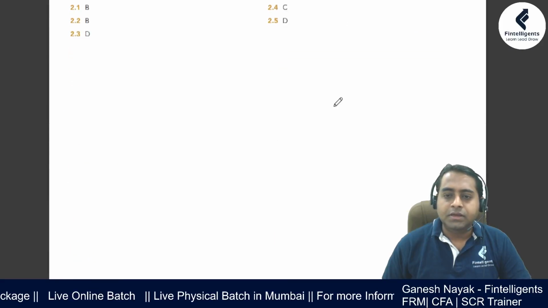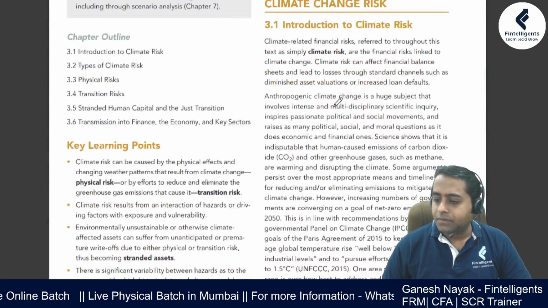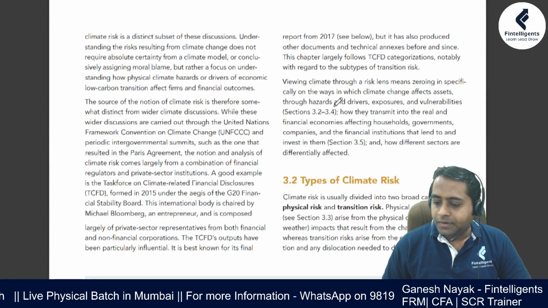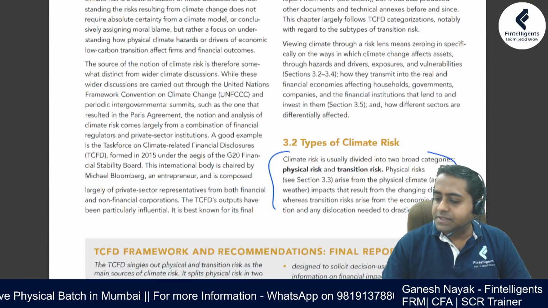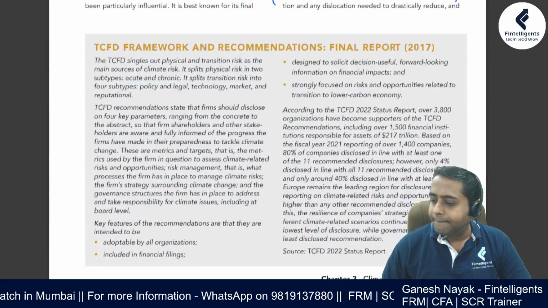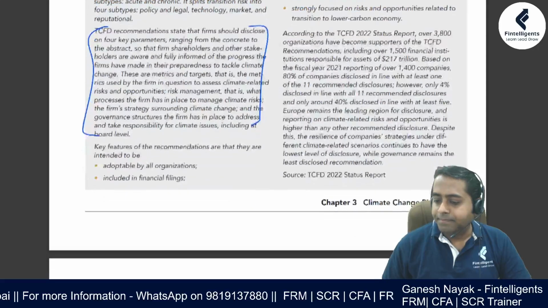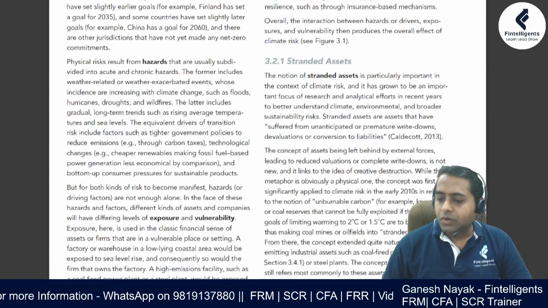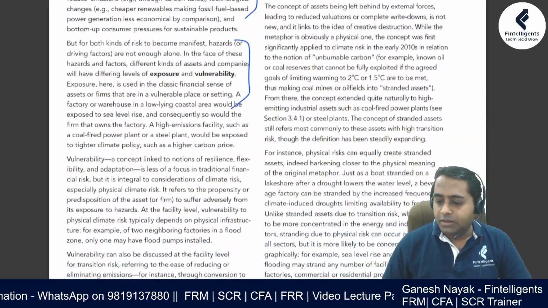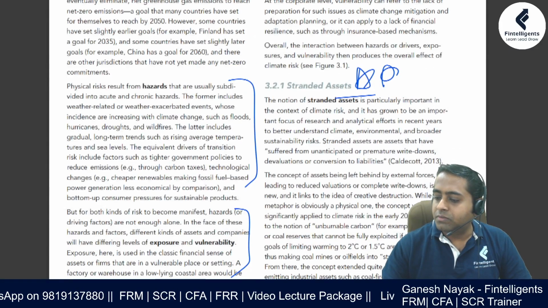We are moving towards the third chapter, which is climate change risk. The basics of climate risk are okay. From here, what is physical risk and what is climate transition risk, you should be clear. You can read this paragraph on TCFD. Over here, what exactly hazard means, exposure, and vulnerability, that concept has to be clear. Stranded asset, very, very important. So mark this with a star.